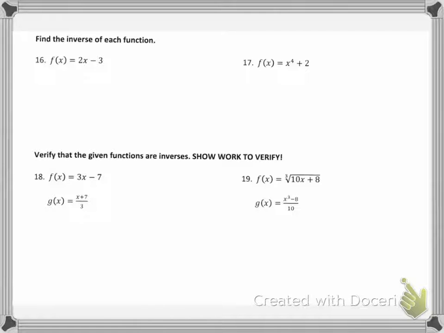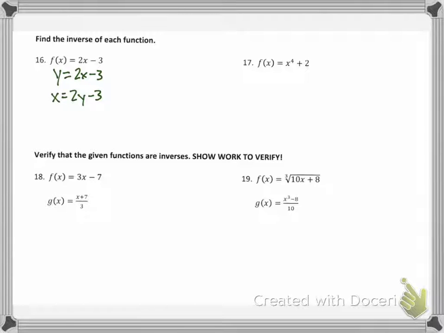So you can see in 16 and 17, they're both written in function notation. Remember, function notation is a fancy way of saying y. So the first thing I'm going to do is replace f of x with a y. In order to find the inverse, first thing I'm going to do, swap the two variables. So x and y are going to trade places and nothing else. Then my goal is to get y by itself.